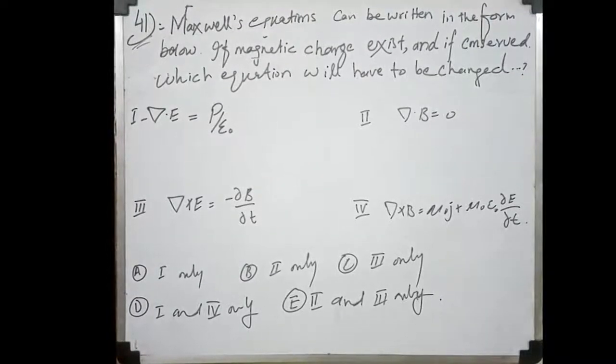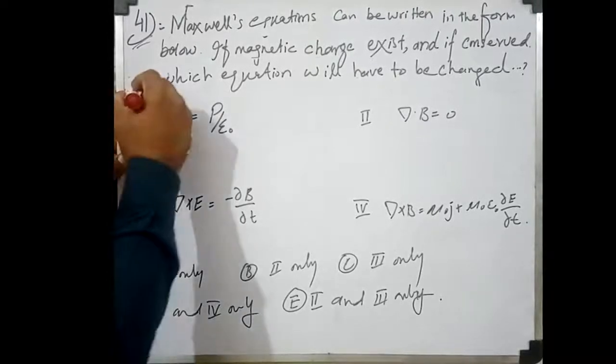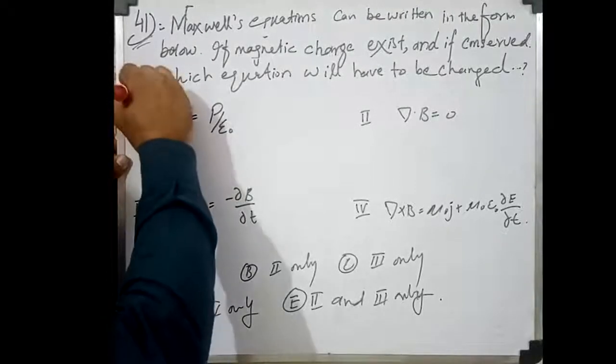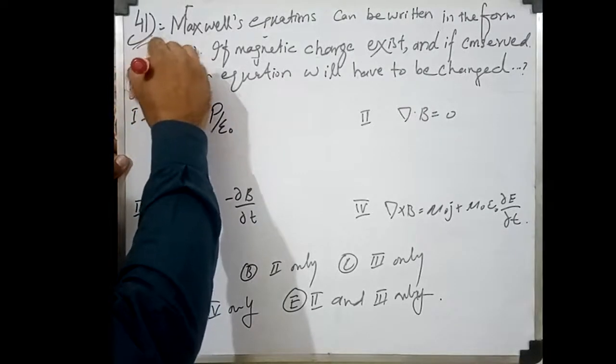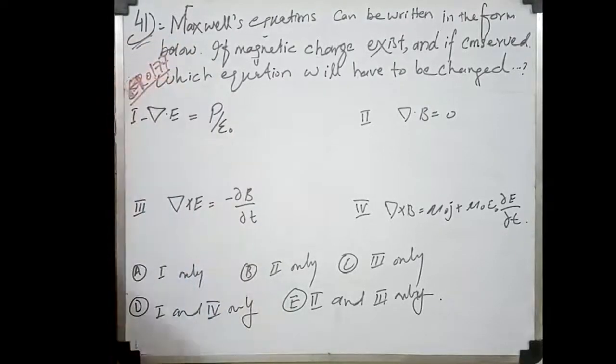In this video we are starting the GR0177 paper from problem number 41. We will solve 5 problems in this paper, from 41 up to 45. The first problem is: Maxwell's equations can be written in the form given below. If magnetic charge exists and is conserved, which equation will have to be changed?